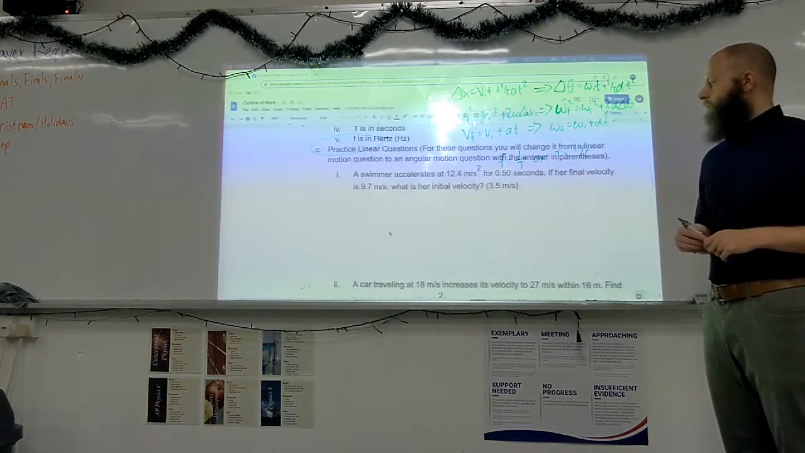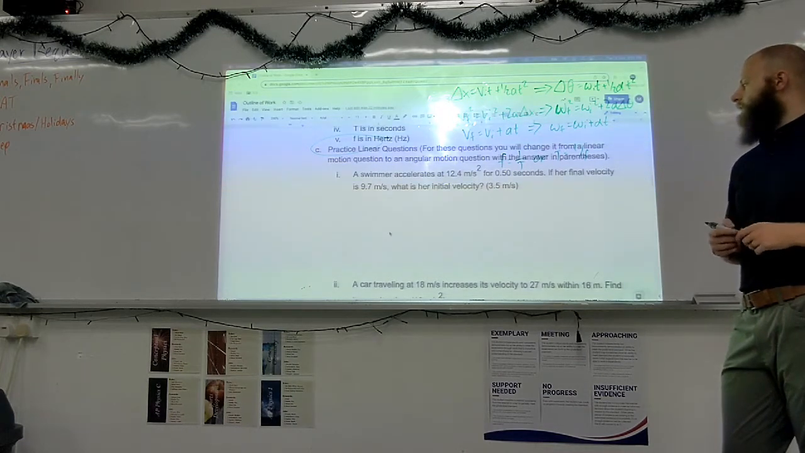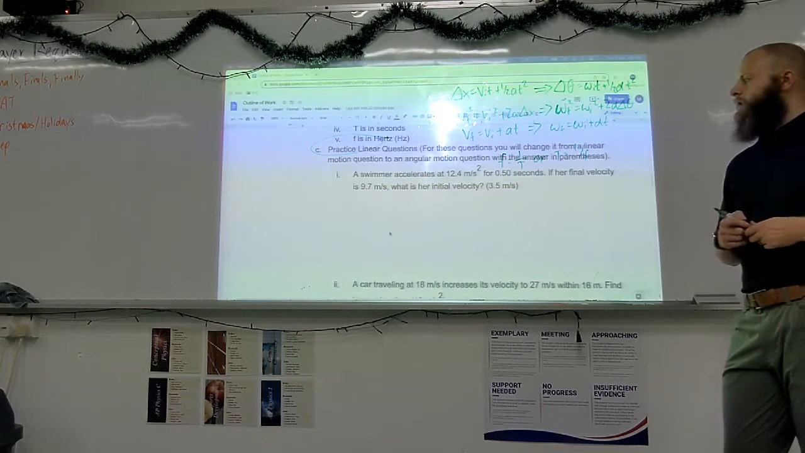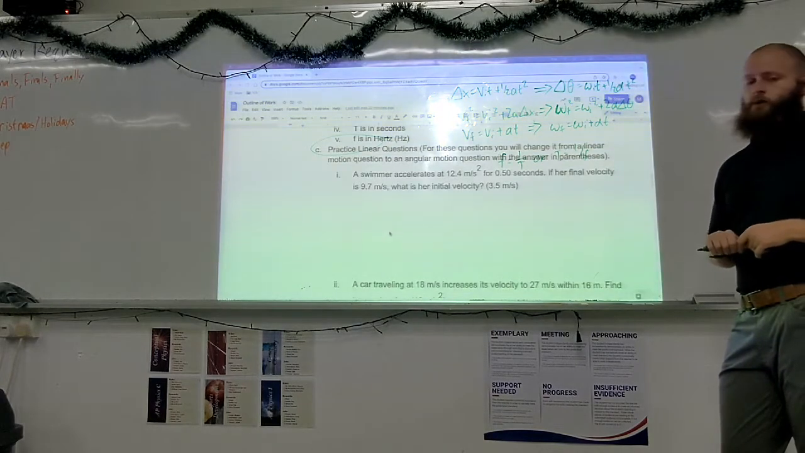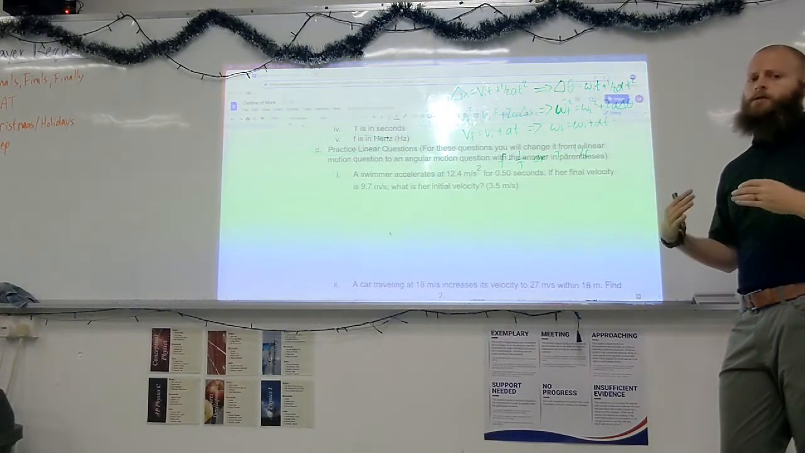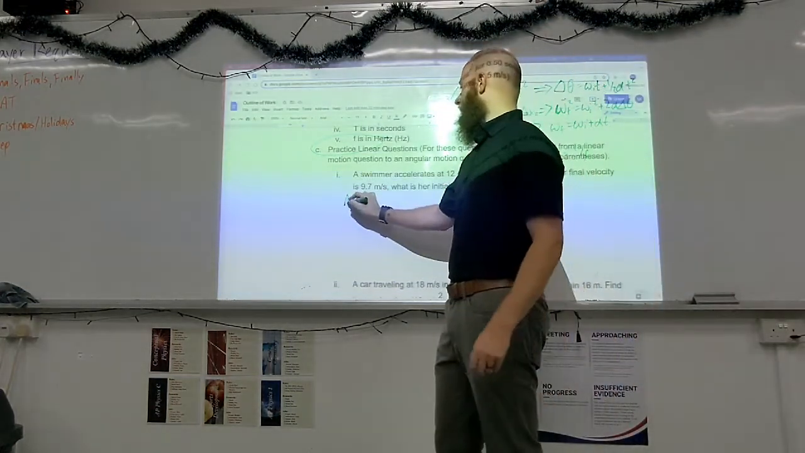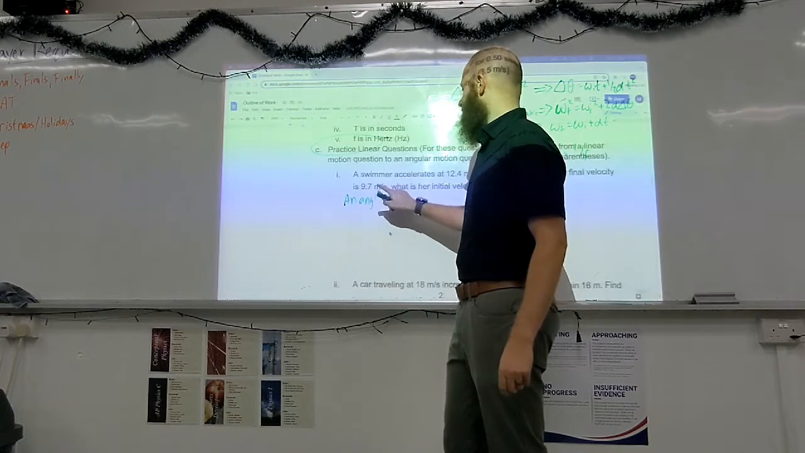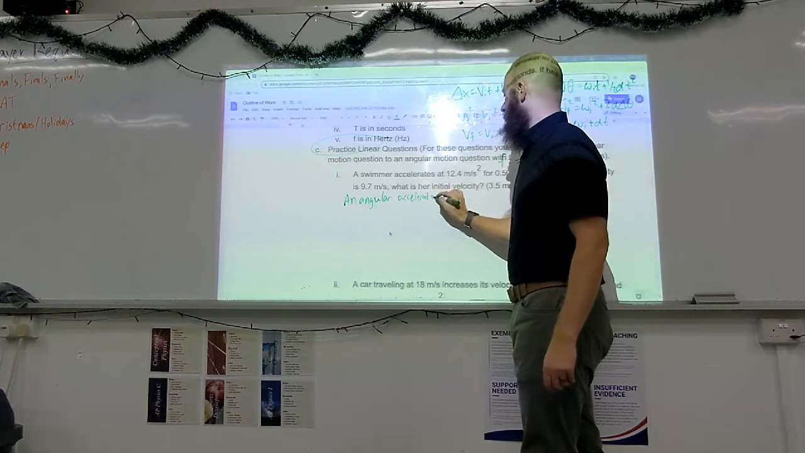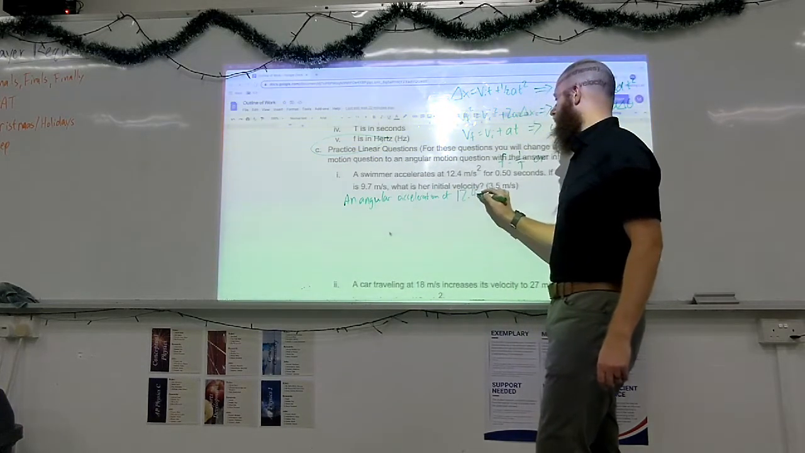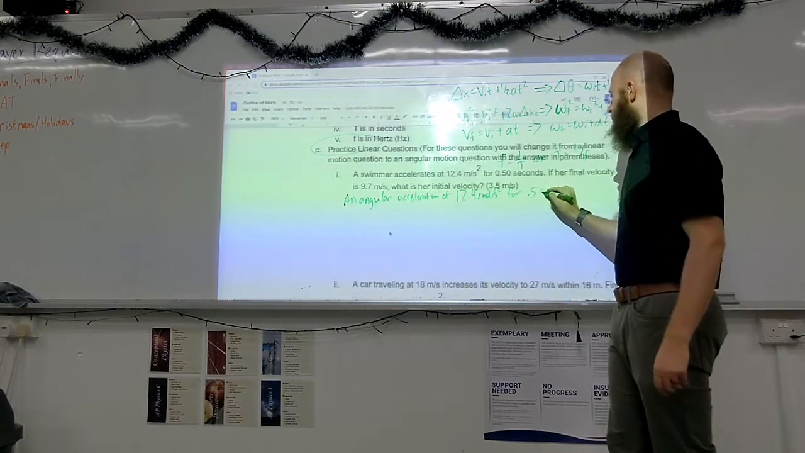Okay, so a swimmer accelerates at 12.4 meters per second squared for 0.5 seconds. If her final velocity is 9.7 meters per second, what is her initial velocity? So I'm going to rewrite this to make it an angular question. I'm not going to worry about the situation, I just want to give the variables. So I have an angular acceleration of 12.4 radians per second squared for 0.5 seconds.